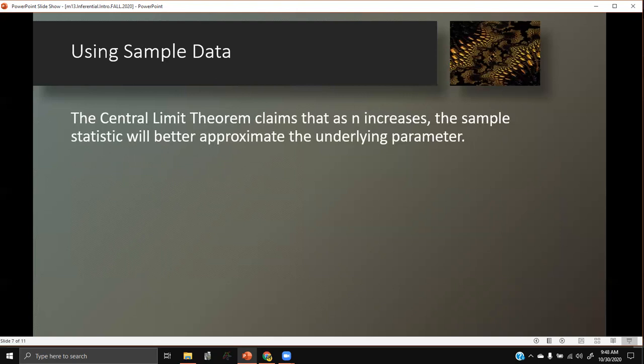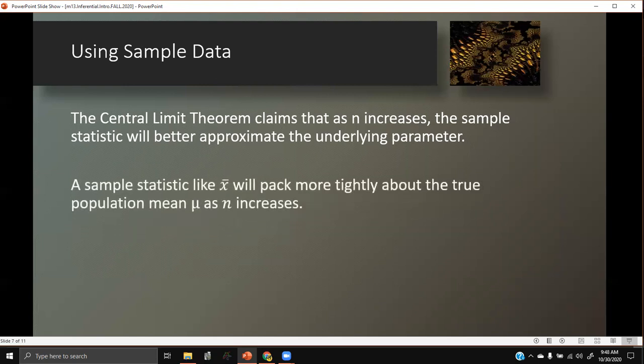Now, the central limit theorem claims that as n increases, the sample statistic will better approximate that underlying parameter. So x bar will pack more tightly about the true population mean mu as n increases. So x bar is likely to be close to the true population mean mu. And this works for other parameters too. I like to start in this discussion with the mean because we've had a lot of experience with that, but it works for other parameters as well.